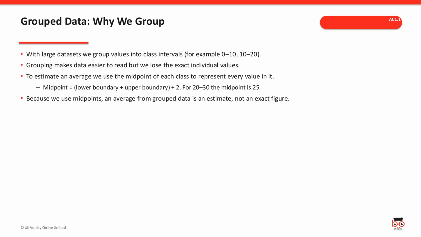Once a data set gets big, listing every single value is a pain, so we bundle them into class intervals. Things like 0 to 10 or 10 to 20. Grouping makes the data far easier to read, but there's a trade-off. We lose the exact individual values. To get an average back out, we treat every value in a class as if it sat at the midpoint. For a 20 to 30 class, the midpoint is 25, halfway between the boundaries. Because we lean on those midpoints, any average we get is an estimate, not the exact figure.